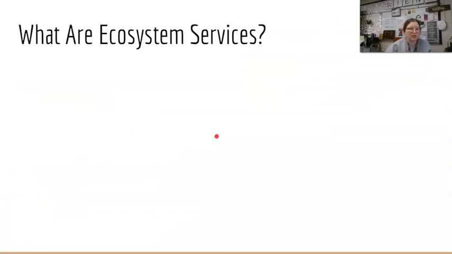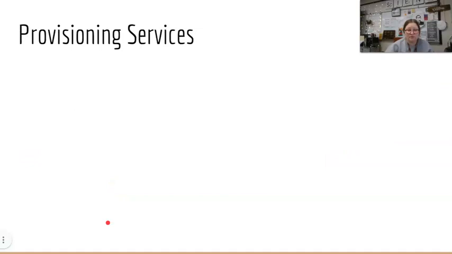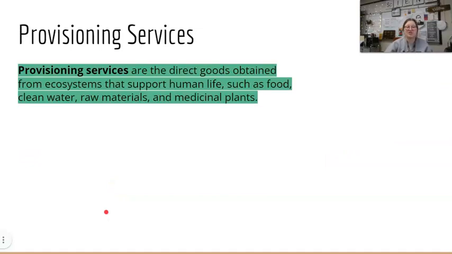Okay, so let's start with what are ecosystem services. Ecosystem services are the benefits that humans receive from nature, including resources, processes, and conditions necessary for our survival and well-being. Ecosystem services are essential for our survival, health, and economic prosperity, making them a critical aspect of environmental science. And our categories are provisioning, regulating, cultural, supporting. So let's start with provisioning.